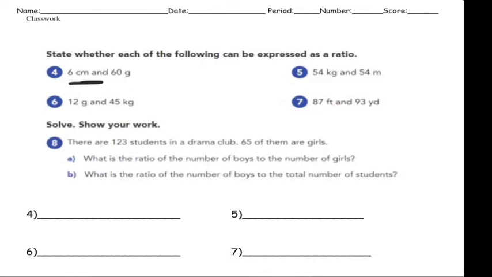Right here we have centimeters and grams, and they both need to measure the same thing, meaning either distance, length of something, weight, or liquid, how much liquid is contained. Centimeters and grams don't measure the same thing, so this would be a no. The second one, 12 kilograms and meters, 54 kilograms, so you have kilograms and meters. Kilograms is weight, meters is distance, so that's a no also.